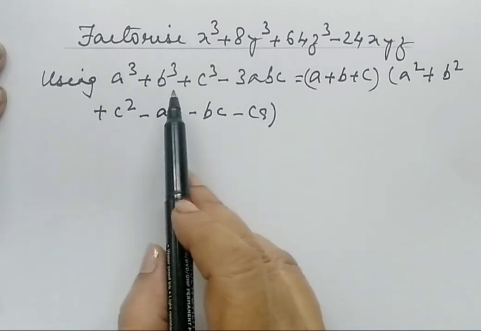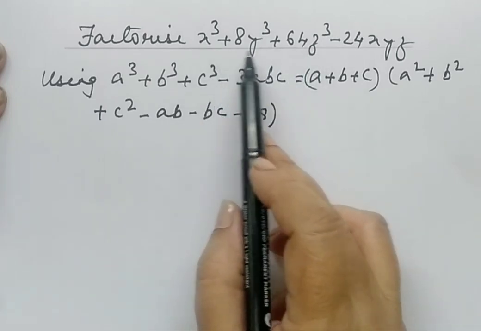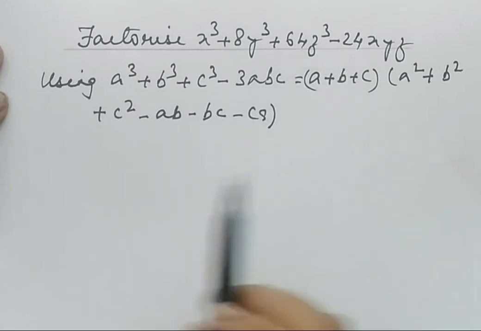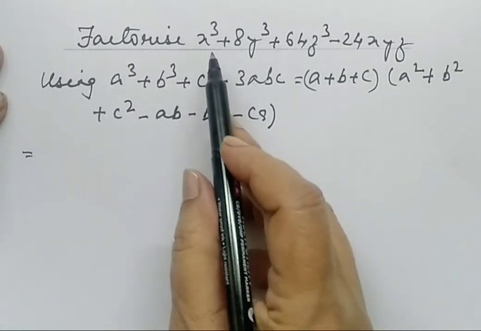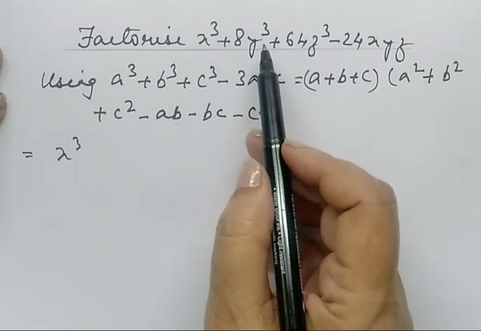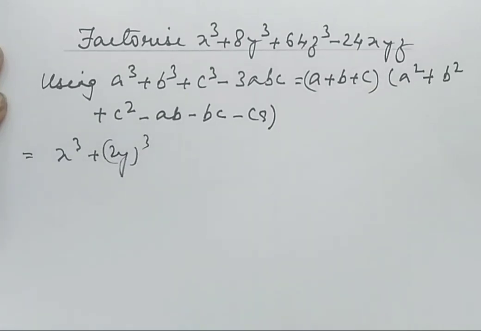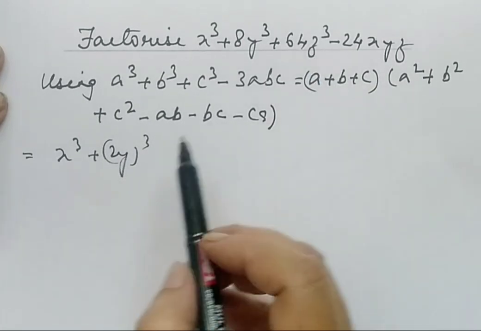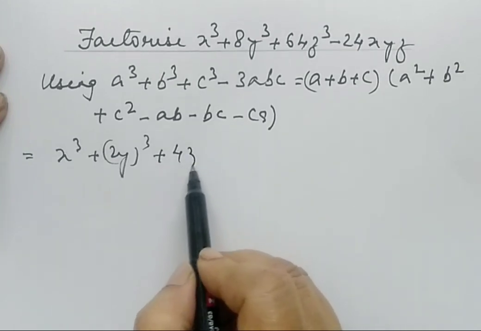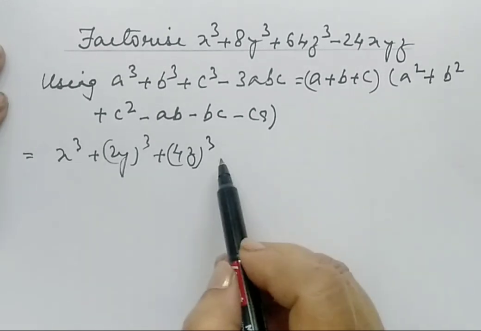Okay, we have a cube here, here, all, and 3ABC. So we clearly know there are cubes over here, but how? Let's find out. Okay, so we have x cube, which is very straightforward. 8y cube is equal to 2y whole cube, isn't it? 64z cube is 4z whole cube, correct?